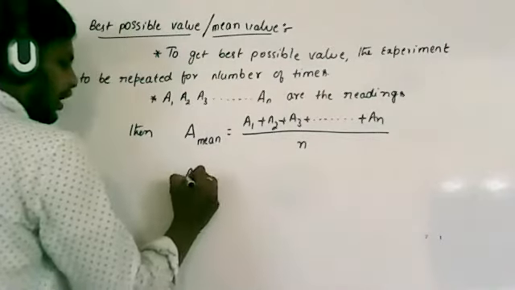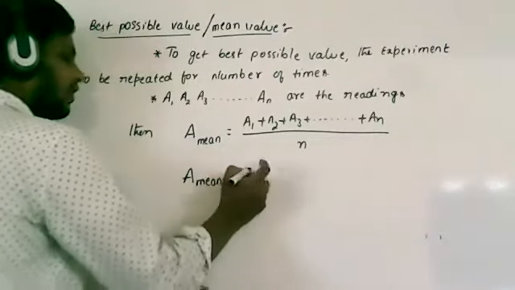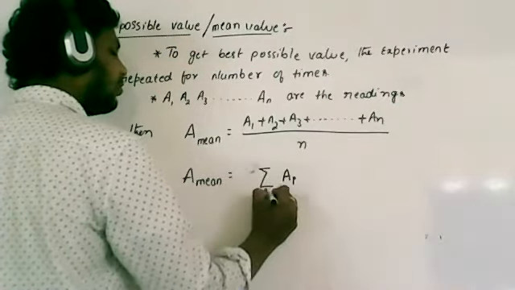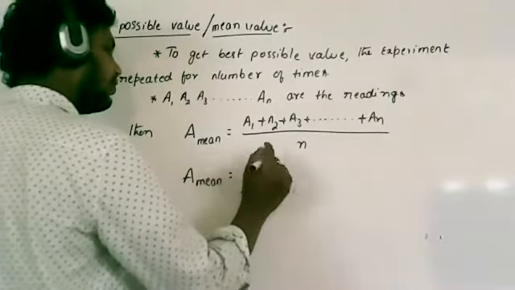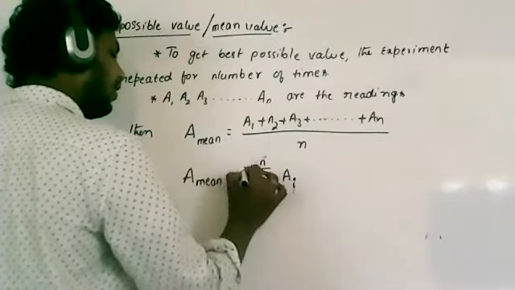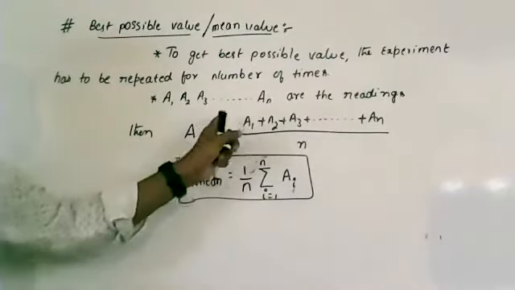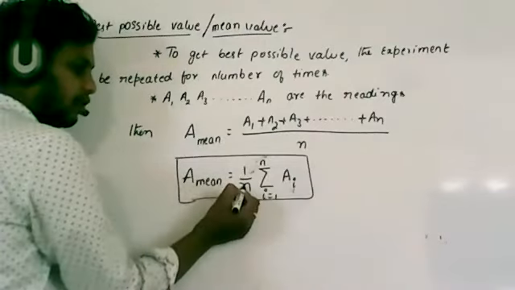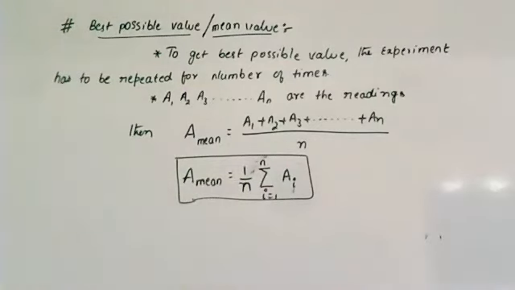Now listen, I can also take it like this: A mean is equal to the summation, with I going from 1 to N, divided by N. So I bring 1 by N before the value, and write it as 1 by N into the summation of A for I equal to 1 to N. This is also taken as the mean value.